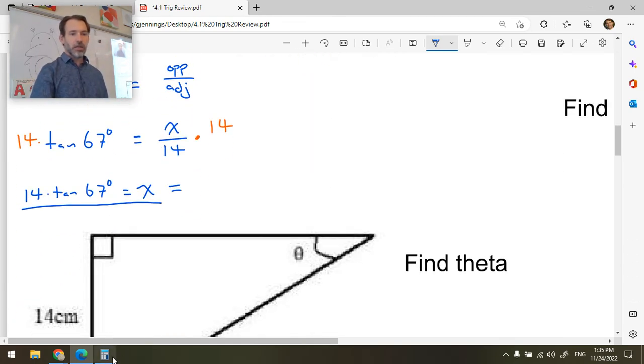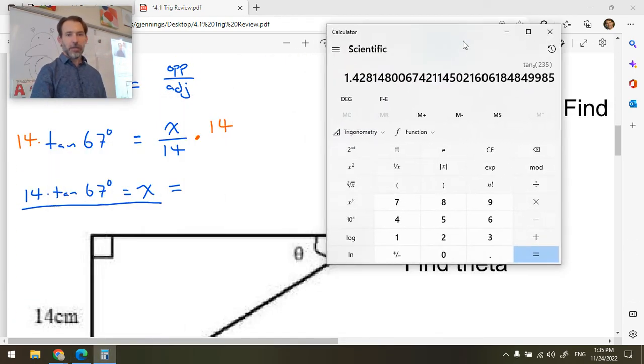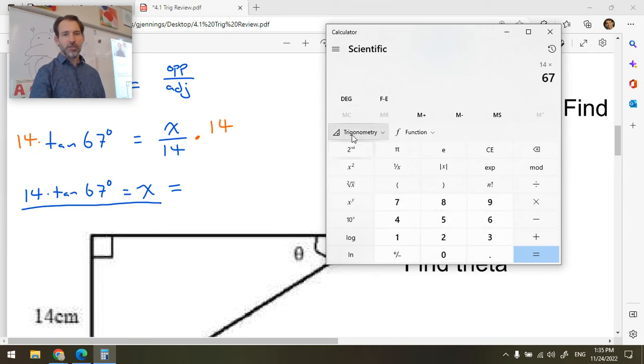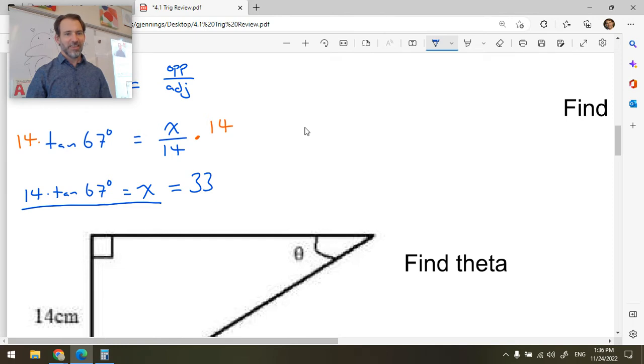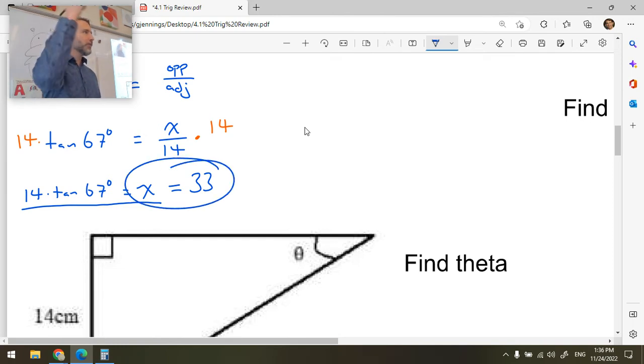Let's do the calculator method here. Notice that when I have this organized in my work, I just type 14 multiplied by the tangent of 67, so I can punch the whole thing in at one go. 33 is our answer. There we go. x equals 33. Circle your final answer. Done. I rounded to the nearest one. No problem.